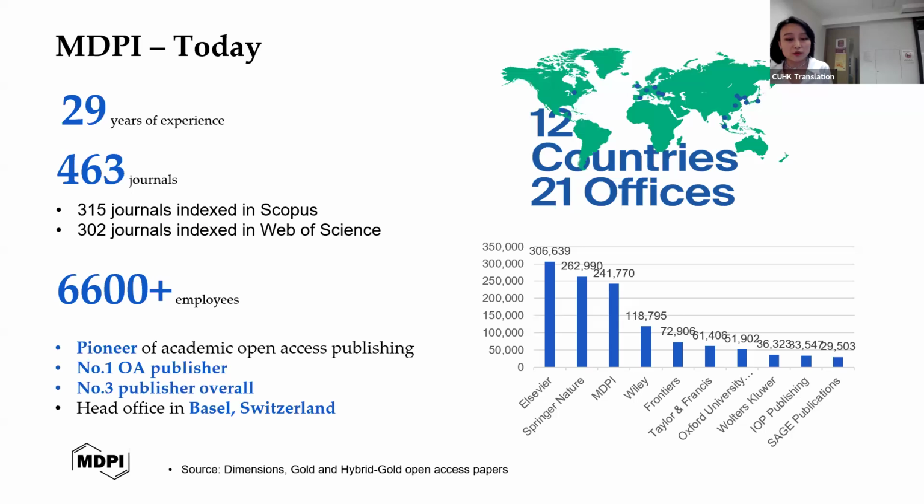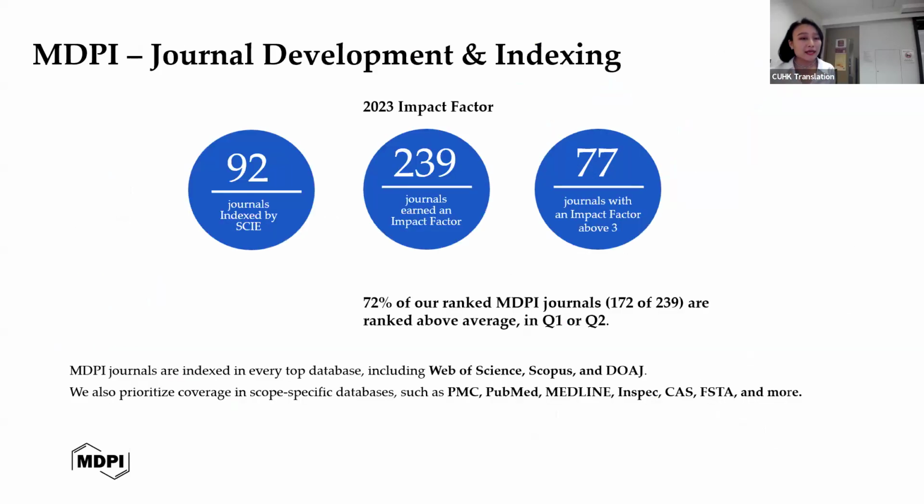So here in this figure, you can see that the biggest ones are Elsevier and Springer Nature, and both of them are subscription mode, and they are also adopting some open access mode as well. And the third one would be MDPI, which is a totally open access publishing house. And up to now, we have 92 journals indexed by SCIE, which is also the SCI that we commonly say. And we also have many journals indexed in the subject-specific databases, such as PMC and PubMed, especially for some medical-related journals.